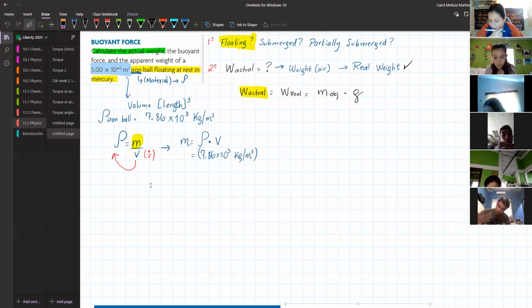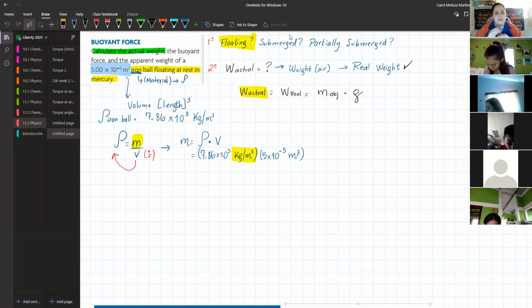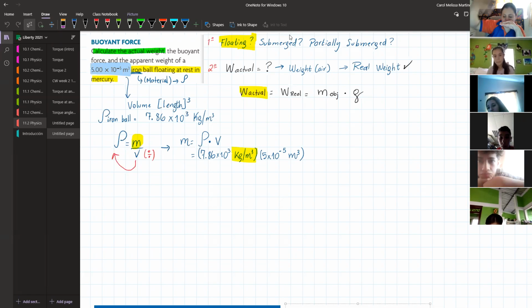Okay, and you will multiply times the volume that is given in the problem. That is 5 times 10 to the negative fifth power cubic meters. Now I want you to look at this part, okay? The units for density is a relationship where the mass is in the top and the volume is below.